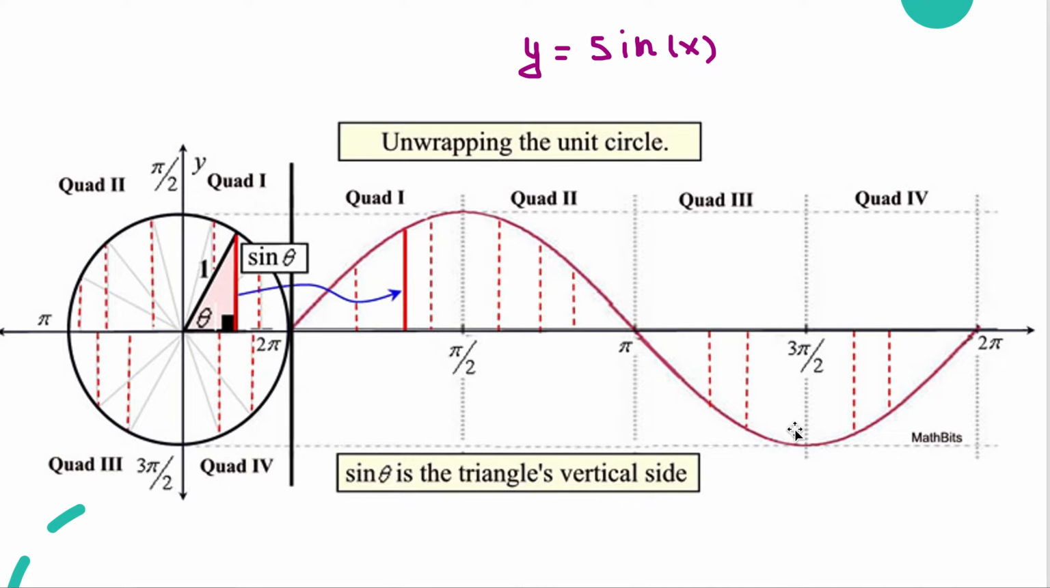It is 1 unit down. And this distance, from this to this here, we call the amplitude of the trigonometric function, and this amplitude is 1.